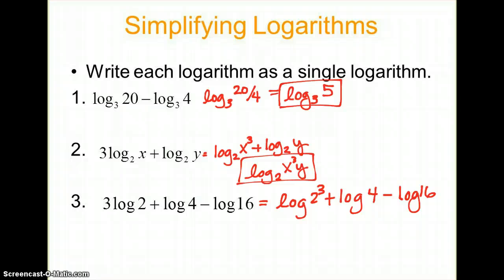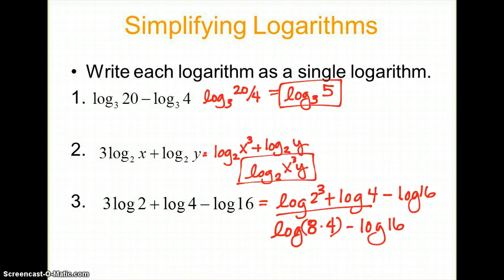Now I'm actually going to go ahead and do that: log of 2 to the third and log of 4. We'll do the product first. That's actually the log of, I'm going to go ahead and make that 8 times 4, and I'll put that in parentheses, minus the log of 16.